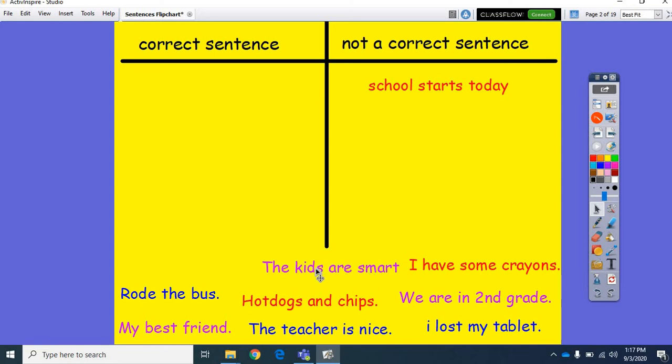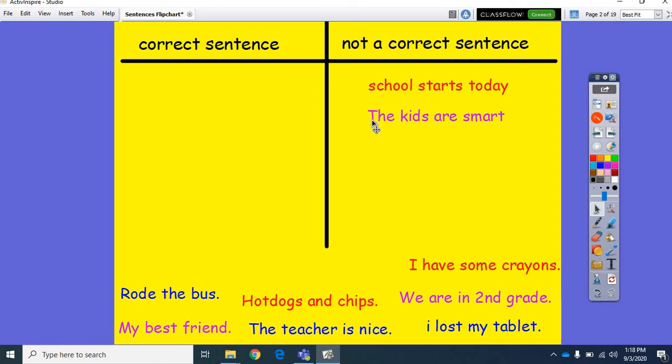All right, what about this one? The kids are smart. Kids are smart. Where are we going to put it? Correct? Not correct. Where do you think I should put it? Good. You're also right. This is not a correct sentence. Because why? Why isn't it a correct sentence? Exactly. It doesn't have one of those end marks we talked about at the end.